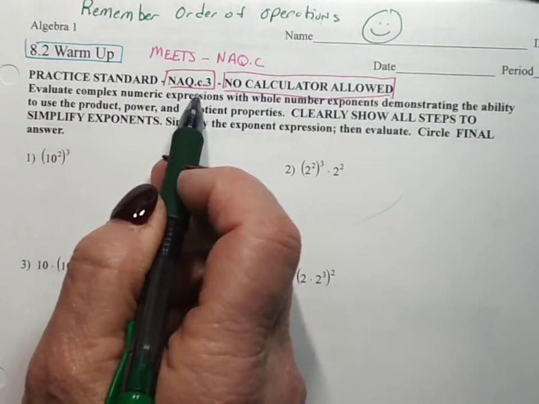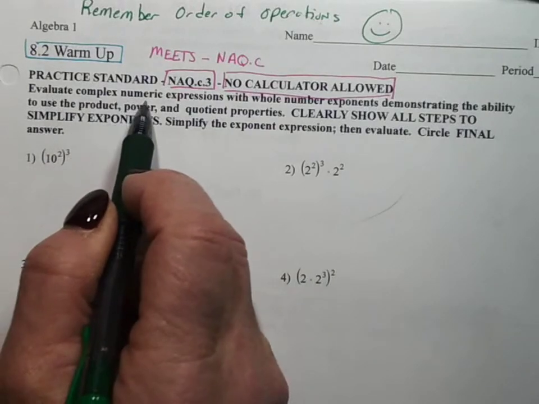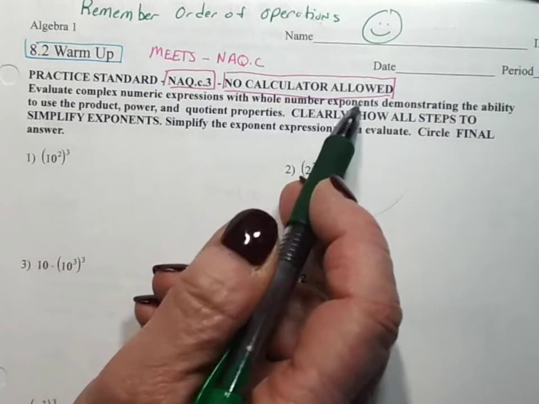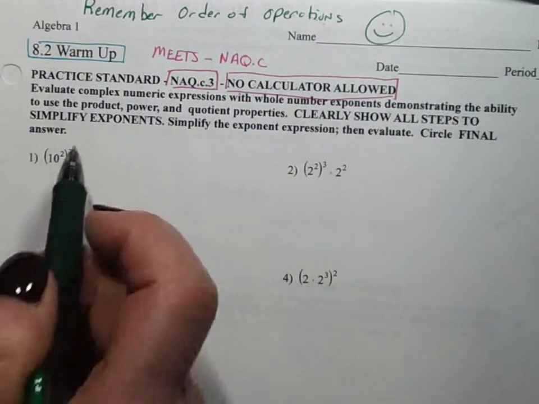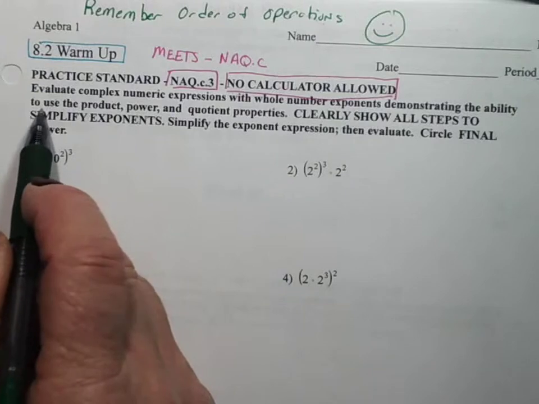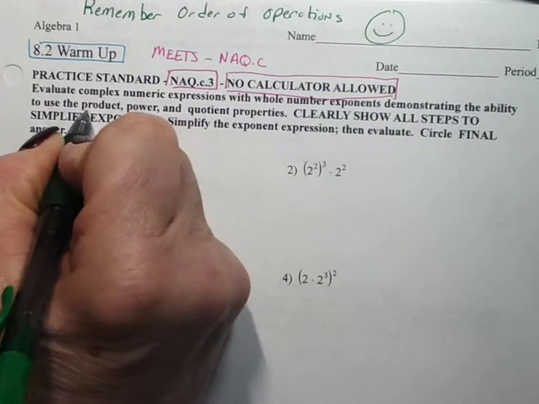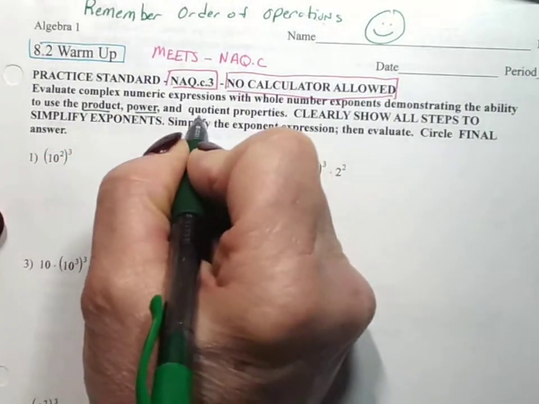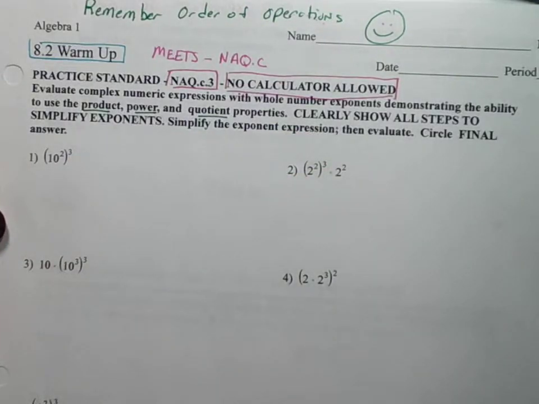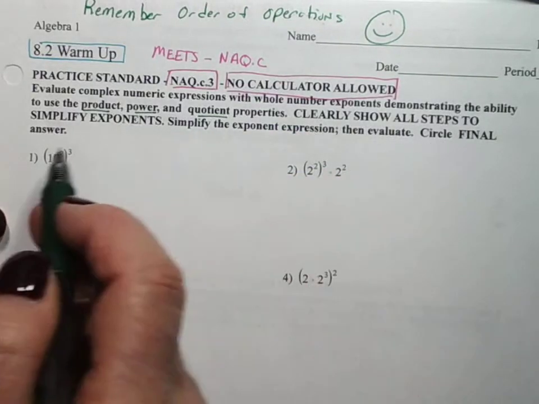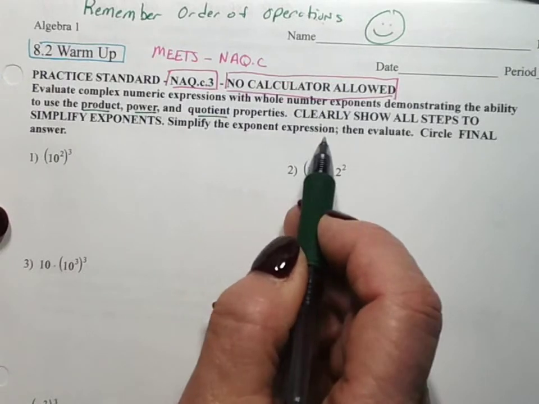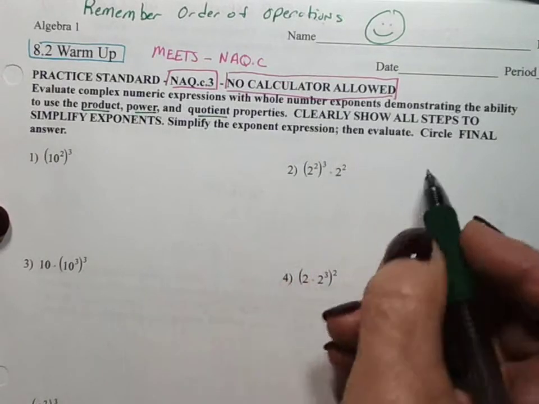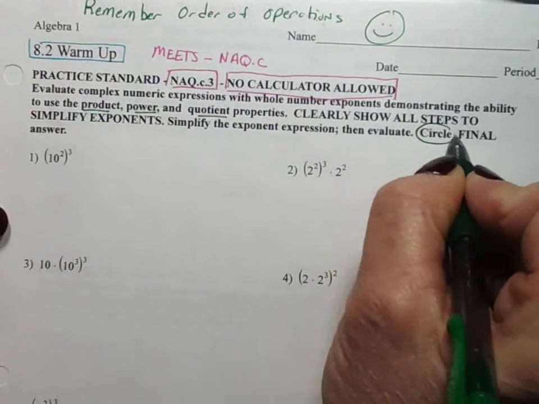So for the meets, it says evaluate complex numeric expressions with whole number exponents, demonstrating the ability to use the product, power, and quotient properties. Clearly show all steps to simplify the exponents. Simplify the exponent expression, then evaluate the numbers. Circle the final answer.